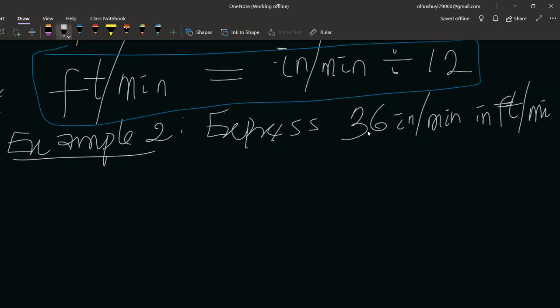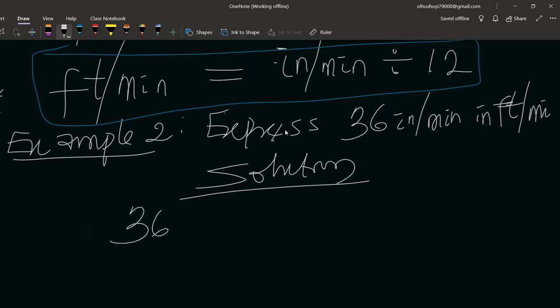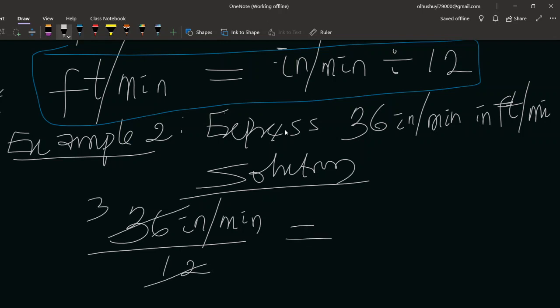So this one now all we have to do, let me just do that right away and without wasting time. Since you know that to get your feet per minute, you divide your inches per minute by 12. So to get this inches per minute in feet per minute, what do you do? That will be 36 inches per minute divided by 12, and that will give you what? 12 one's are 12, that should be 3. That will be 3 feet per minute. Do you get that?